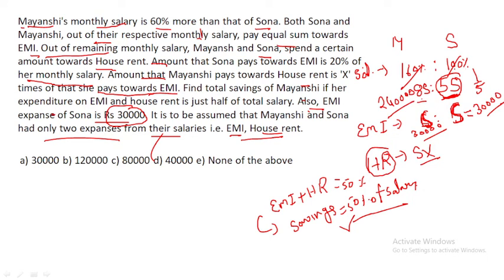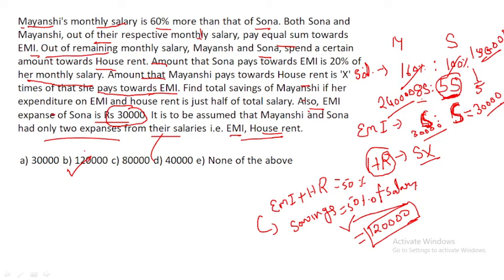That is the salary of Mayanshi. And Sona's is 5 into 30,000, so we'll get 1,50,000. That is the salary of Sona. Now, what are they asking? Savings. So savings of Mayanshi is 50% of the salary. Her salary is 2,40,000. So 50% of 2,40,000 is what? 1,20,000, right? That is 1,20,000. So this will be our answer, and yes, it is available in option B.